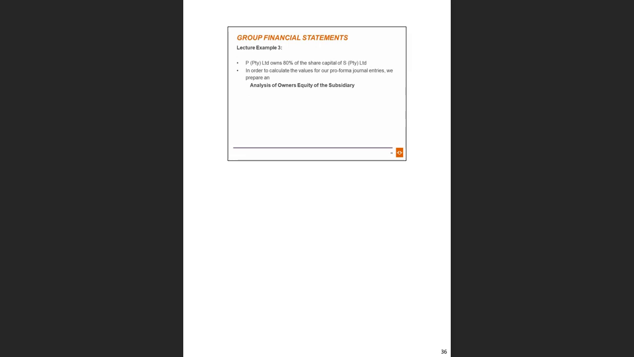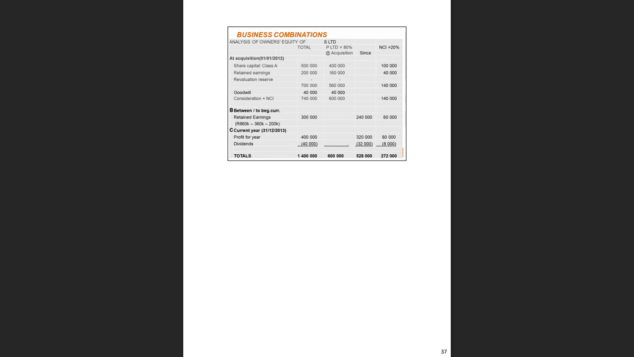So P owns 80% of the share capital of S. In order to calculate the values for our pro forma journal entries, we are going to prepare an analysis of owner's equity of the subsidiary. Okay, so this is something you've all seen. We just saw it in the previous example. So let's just have a look where these figures come from.